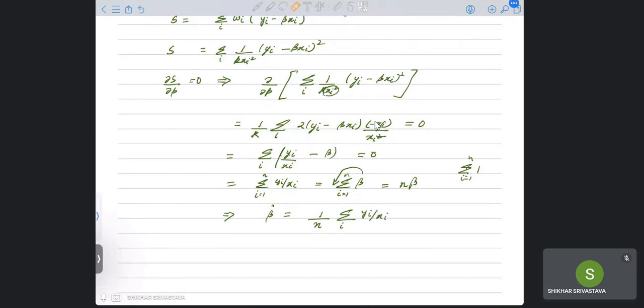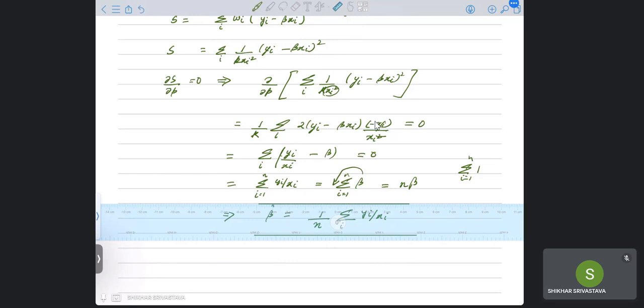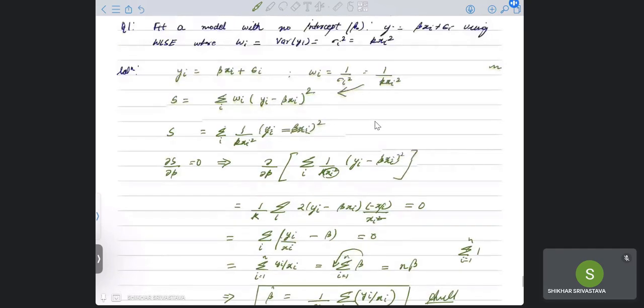This is your final answer for this question. So your estimate of beta is 1 by n times the summation of yi upon xi. This is question 1.